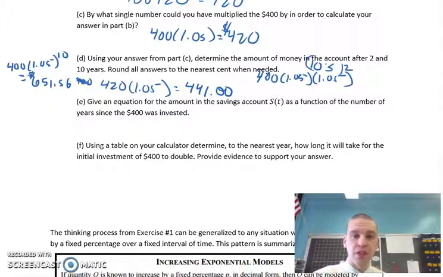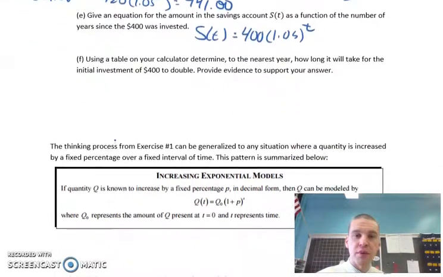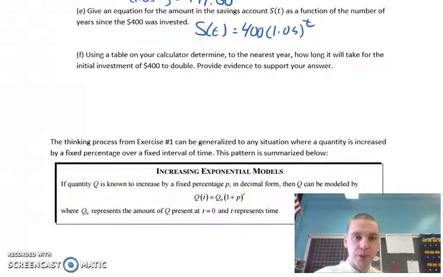So give the equation for the number of years. We're going to get S of t to equal the amount that we started with times the interest rate raised to the t. And I know it says use a table, but I want to go right into logs here. So if we're asking how much it doubles, well, 400 doubled is 800. We want to know how long it's going to take to double.